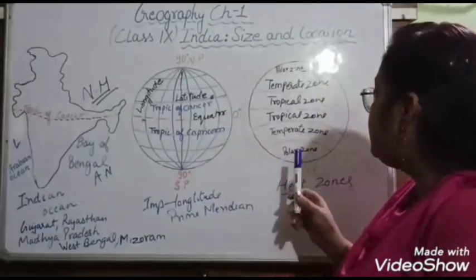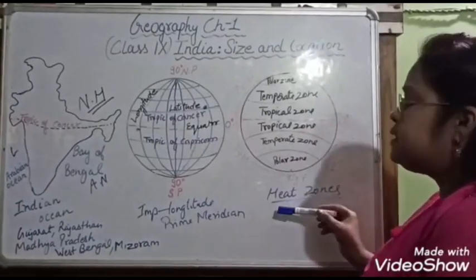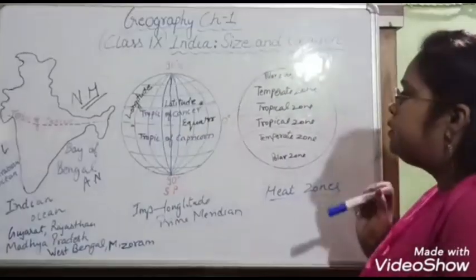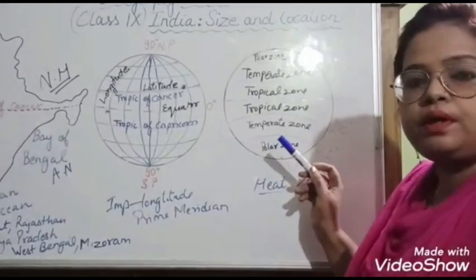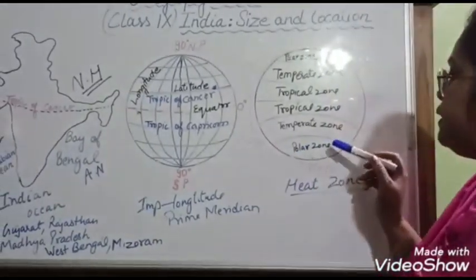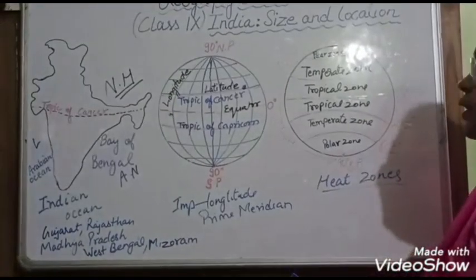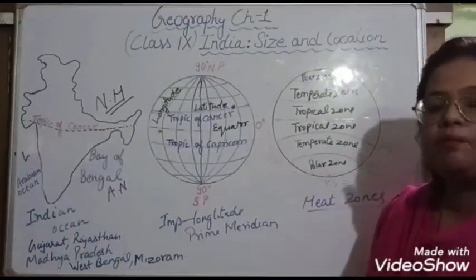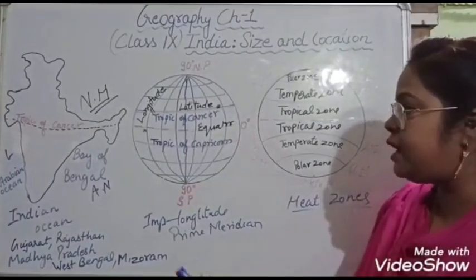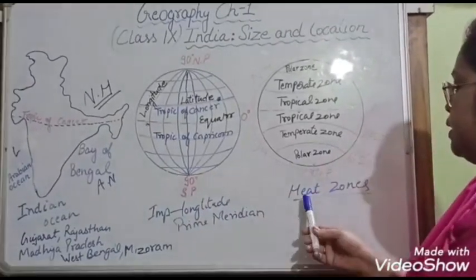So moving further with this diagram, I will tell you these are the heat zones of the earth. This is also important because without knowing these things you cannot understand where our India is lying, where our Indian continent is lying, and what type of climate or location it is having. So I have told you in this also and this also. Now this one, heat zones.